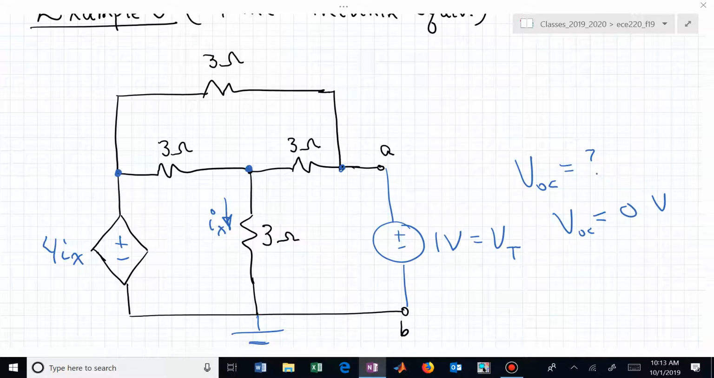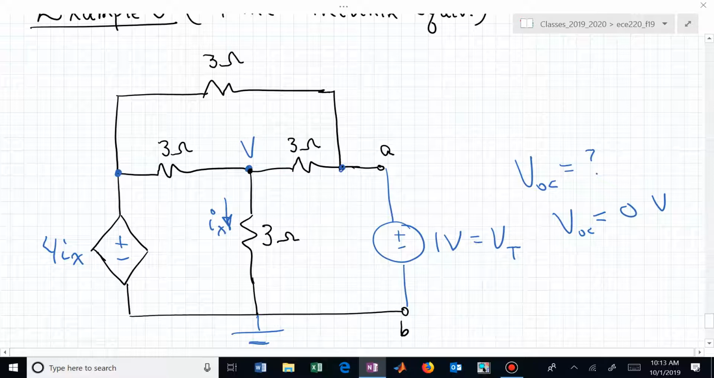What about the other 2? Well, if we called this, let's say V1, and this V2. But V2 is 4I sub x. And we can find I sub x in terms of V sub 1. So here we really just have the one unknown node voltage, V1, and one constraint equation, which is given by I sub x. So that might be easier.